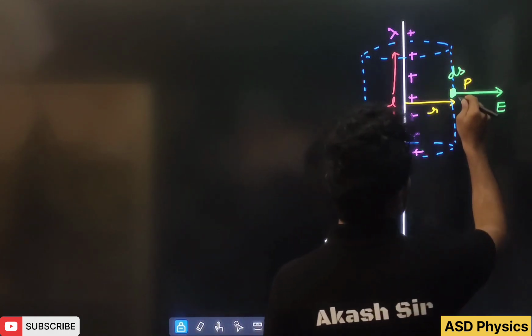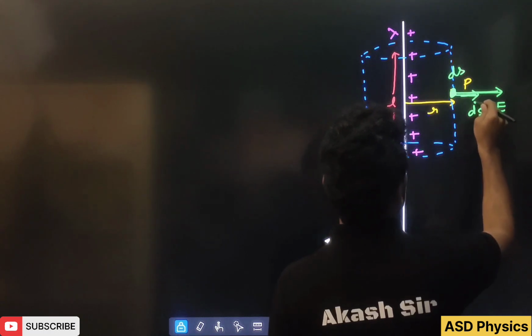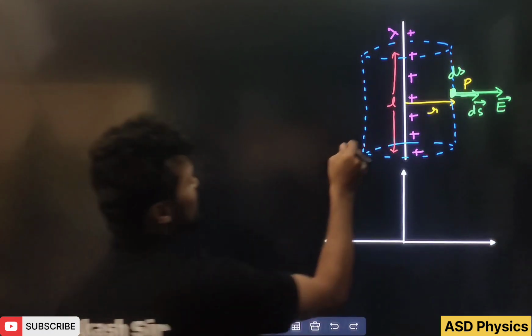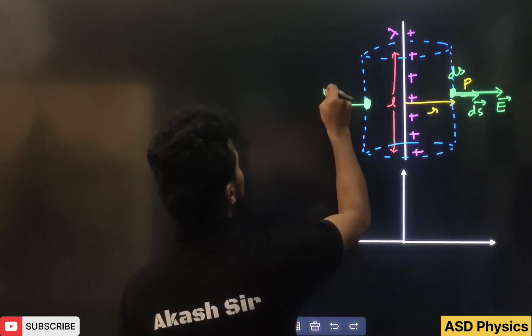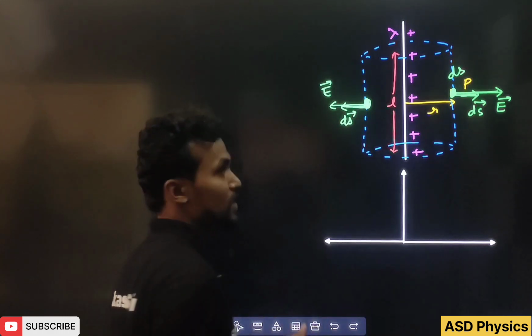Okay, and you know the area vector is also in the same direction. Let's take here ds, so vector ds, and here vector E. Okay, this is the way. Even if you take here also, electric field is in this direction, and the area vector is also in this direction. Okay, very easy.